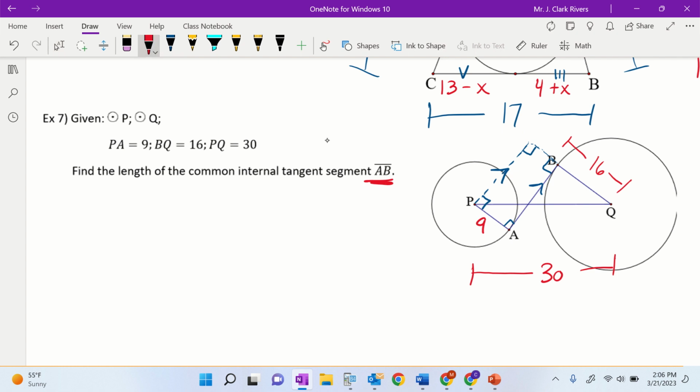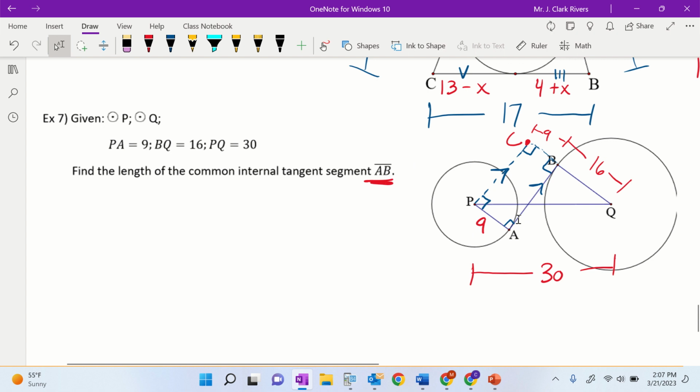So since it's a rectangle, from here to here, that's a length of 9. That's a length of 9. So what we're trying to find is the length of AB. So I will actually name this. We'll call that point C. So CB has a length of 9. We're trying to find the length of AB. That is the internal tangent segment.